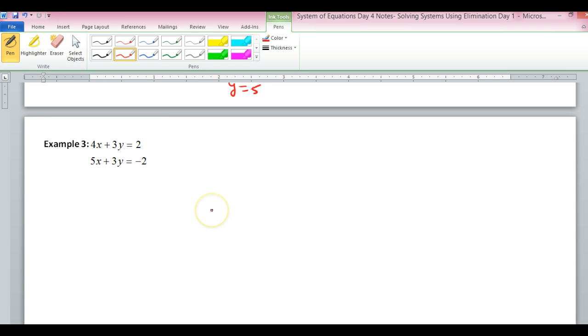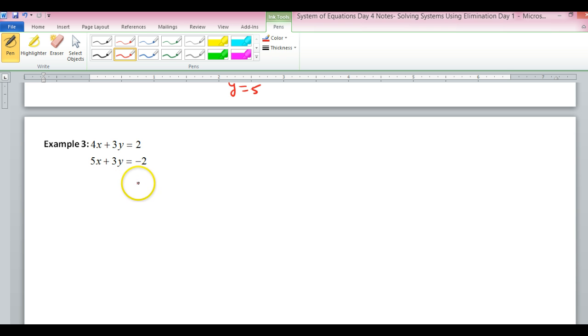If I look at example 3, both of my equations are in standard form, but if I add the x's vertically, I get 9x. If I add the y's vertically, I get 6y. Neither of my variables will eliminate. Well, what do I do if this happens? Well, what I do is I pick one equation to multiply by some number to force the opposite coefficients. Now, if you notice, if I make one of these 3y's negative 3y's, 3y minus 3y would give me 0.